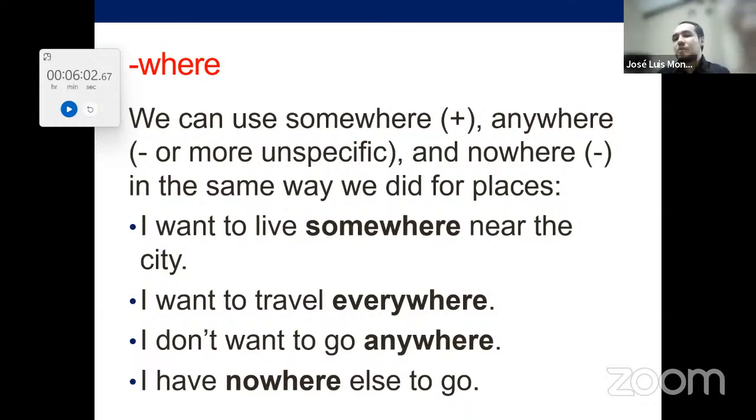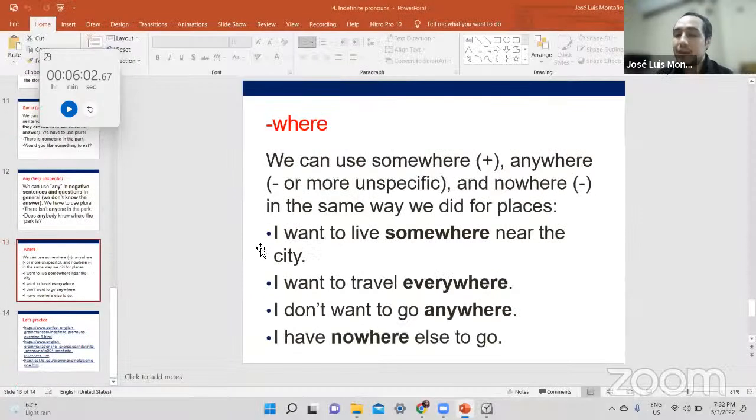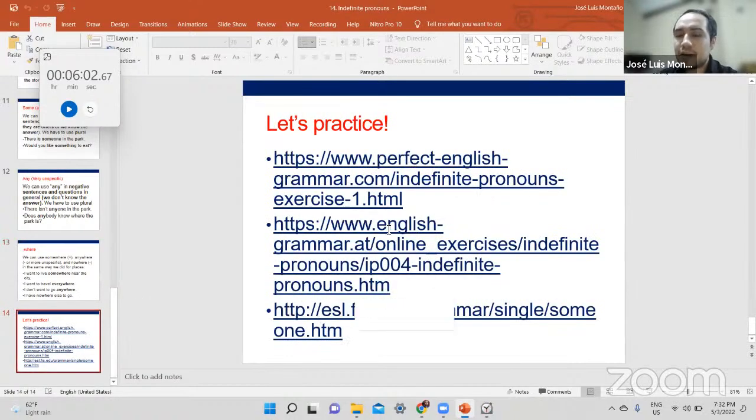There you go. So if you add where after all of these prefixes, they are going to be considered something positive or negative according to the idea that you're given. But it's something indefinite. That's why these are indefinite pronouns: everywhere, anywhere, nowhere, and somewhere. So again, if you have questions about these indefinite pronouns, please let me know. As always, you have some links here to practice. And with that, we are finishing.